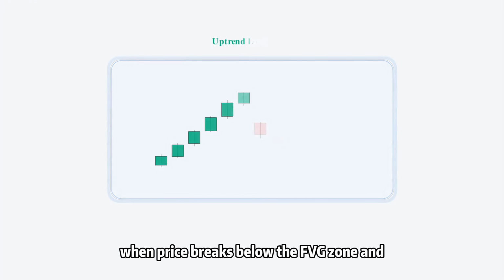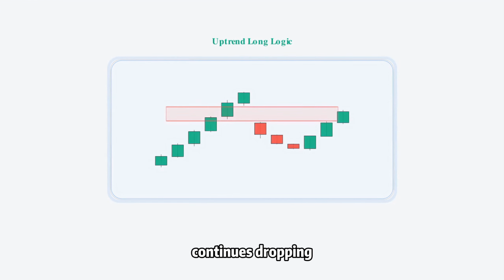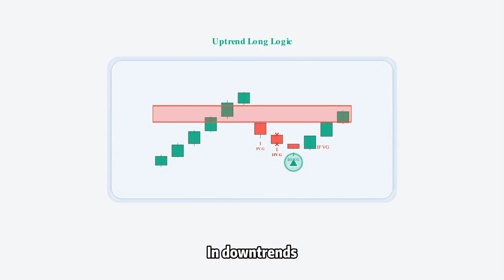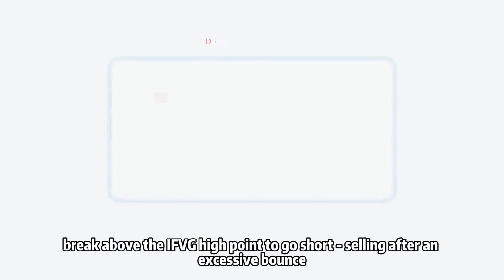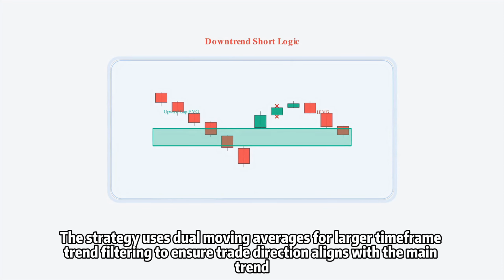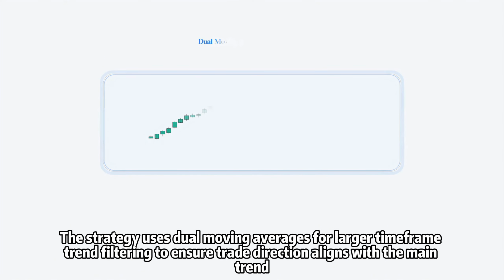In uptrends, when price breaks below the IFVG zone and continues dropping, we wait to buy when price breaks below the IFVG low point, essentially buying the dip after an excessive drop. In downtrends, we wait for price to rally and break above the IFVG high point to go short, selling after an excessive bounce. The strategy uses dual moving averages for larger timeframe trend filtering to ensure trade direction aligns with the main trend.